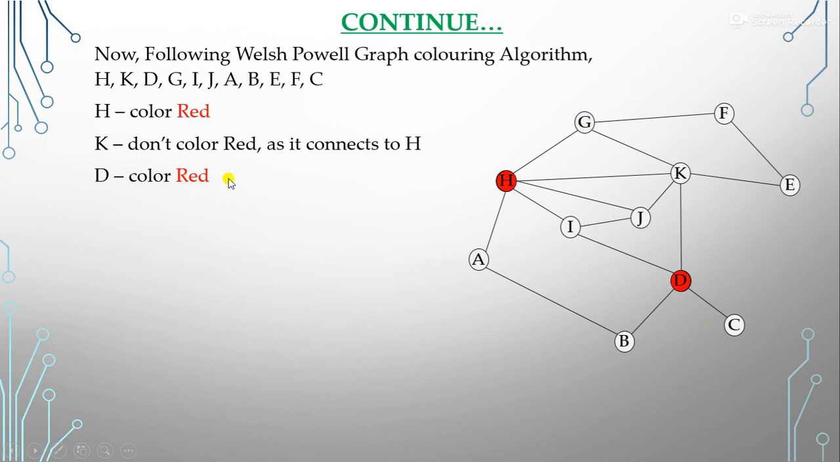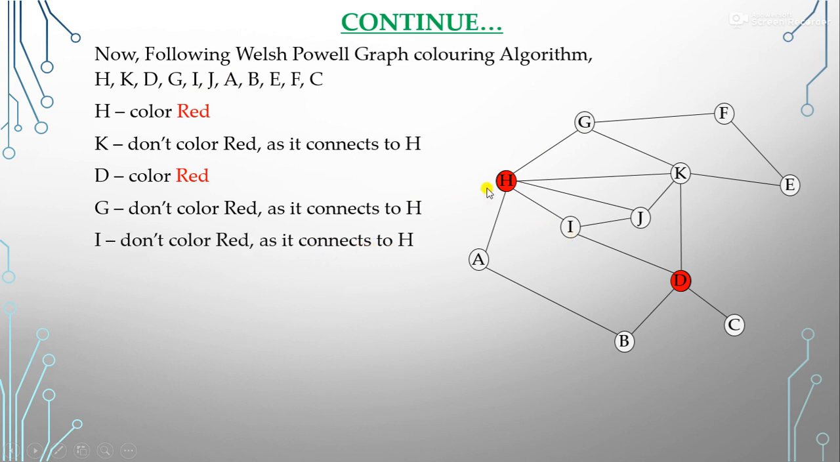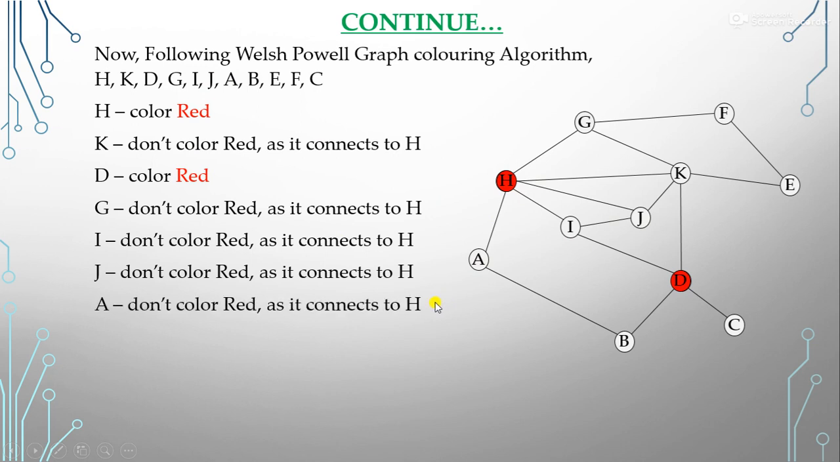Right? After that G. Can we color G red? No, because it is connected to H. After that I. Can we color I red? No, because I is also connected to H. J is also connected to H, so we can't color it red. A, we also can't give the red color because it is also connected to H.